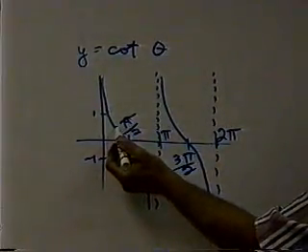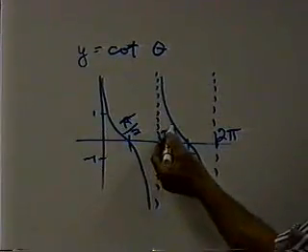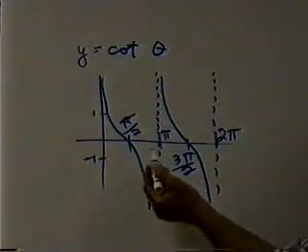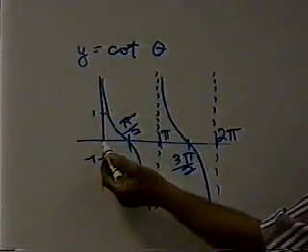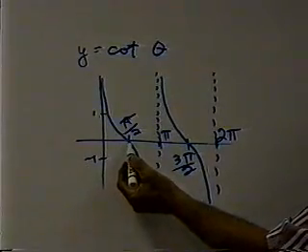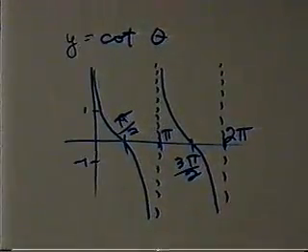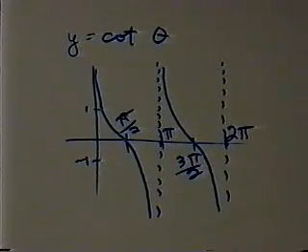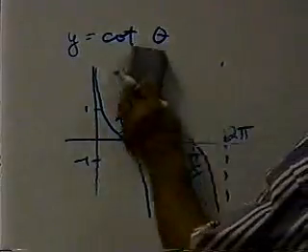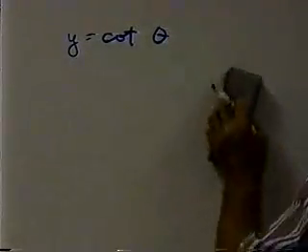Cotangent is positive in quadrant 1, negative in quadrant 2, positive in quadrant 3, negative in quadrant 4. Cotangent of 0 degrees is not possible. Cotangent of 90 is 0, and so on and so forth. All right. What comes after cotangent? Well, I guess it's secant. So let's look at secant.